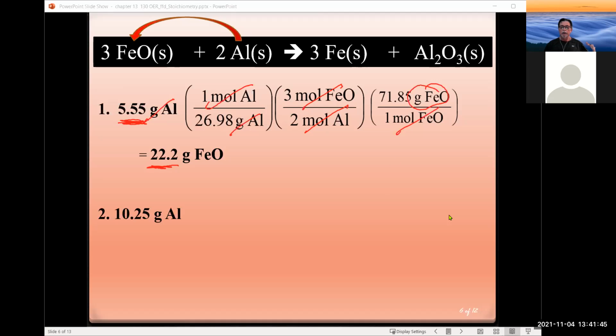Okay. Next one, we're dealing with 10.25 grams. So our relationship here is between the aluminum and the aluminum oxide. That's all we care about. Don't care about the other things. Okay. So as we did in the first example, we needed to convert aluminum to moles of aluminum.